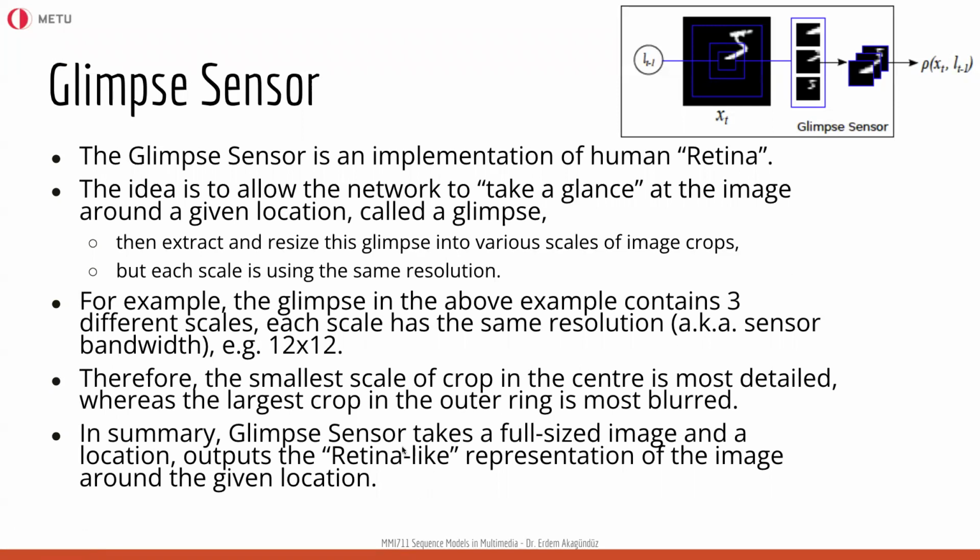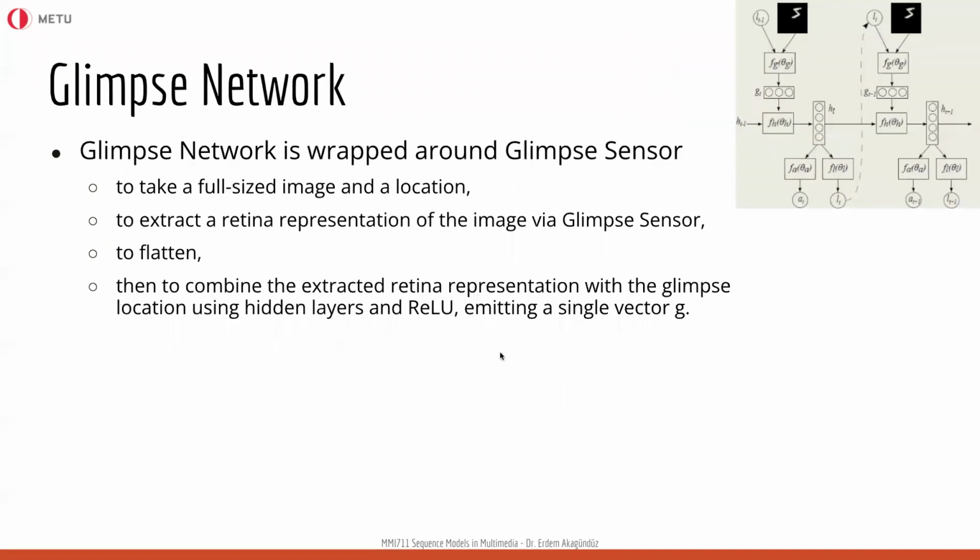In summary, the glimpse sensor is a kind of retina-like representation of the image around a given location. This is the kind of information you keep in the back of your head after you take a glimpse of a part of a scene. Then there come the jumps with the glimpse network. The glimpse network is wrapped around the glimpse sensor, so it is deeper in your head. You take a full-sized image and a location, extract the retina representations of the image via the glimpse sensor, then combine the extracted retina representations, flattened, with the glimpse location using hidden layers and ReLU.